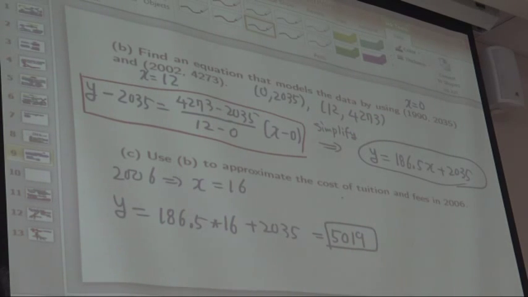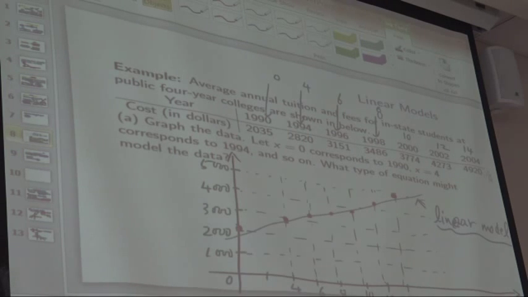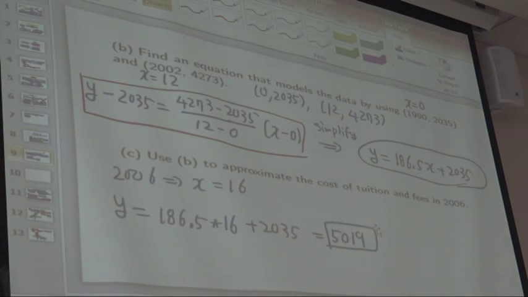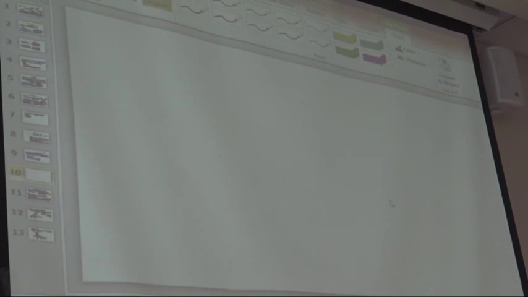And this is slightly higher than the 2004 tuition. The 2004 tuition is slightly below 5,000, and 2006 is slightly above 5,000. Any questions? All right, that's all.